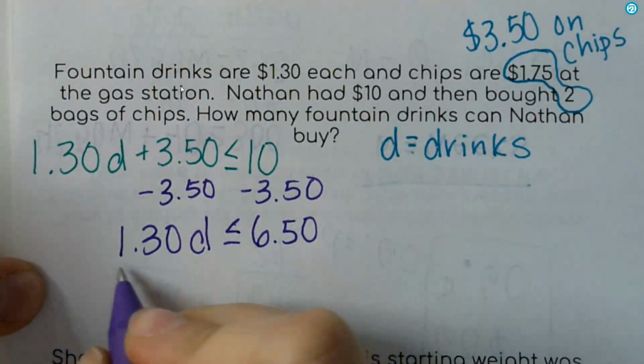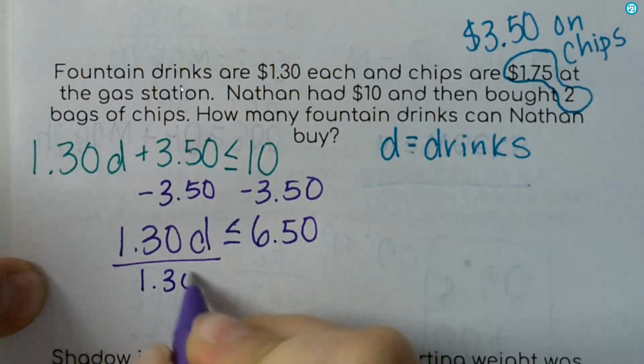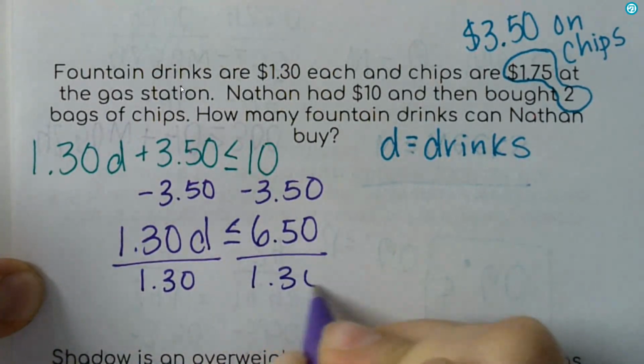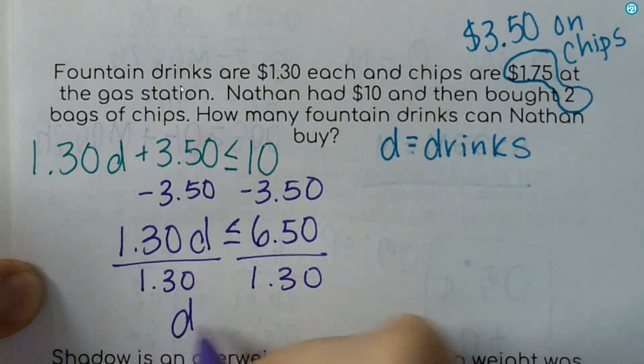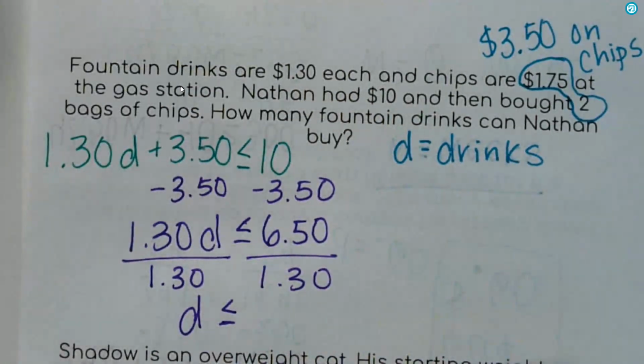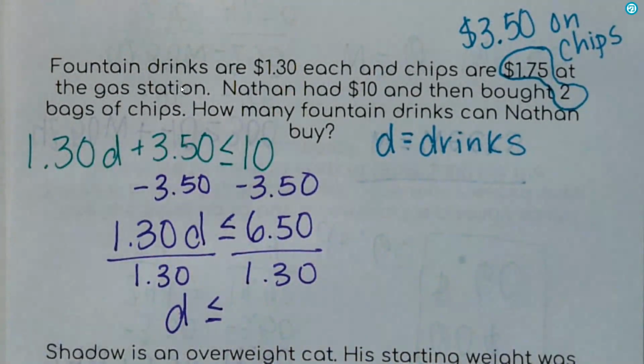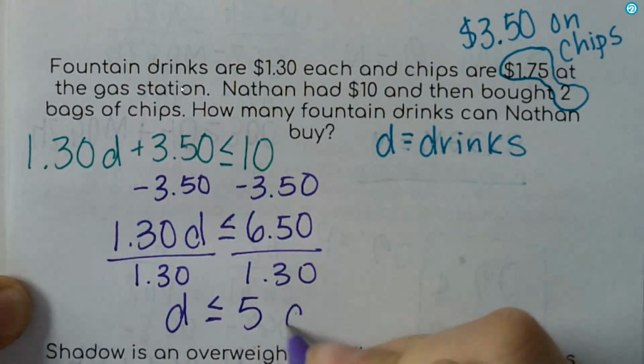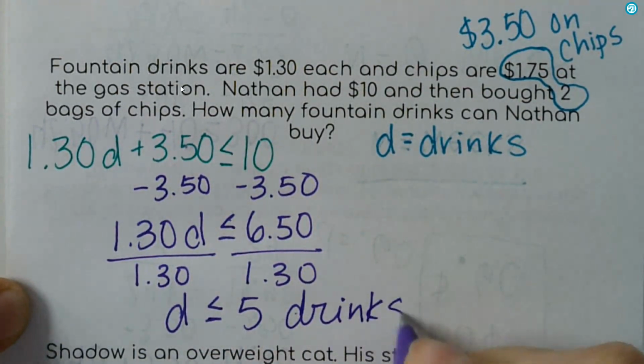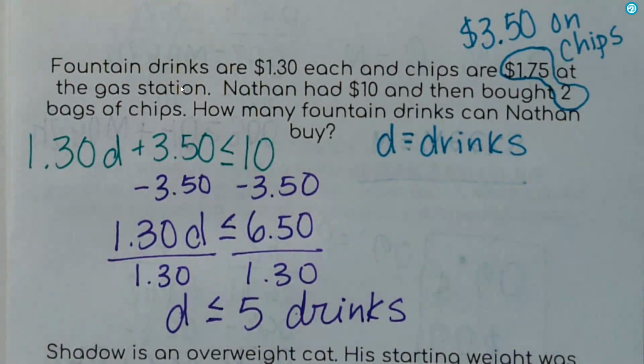And then divide both sides by 1.30. D is less than or equal to 650 divided by 1.30, which is 5. So you can buy 5 drinks exactly. You can buy 4, 3, 2, 1, 0. $10.